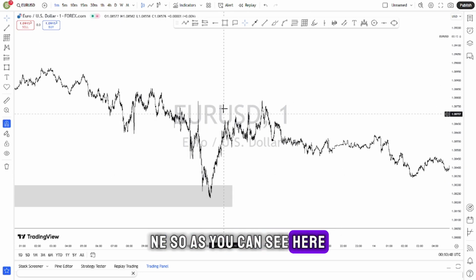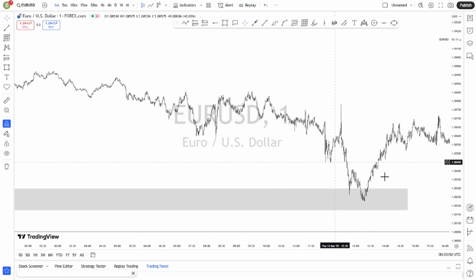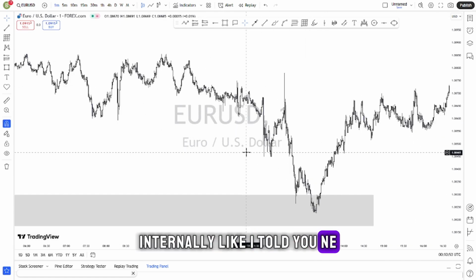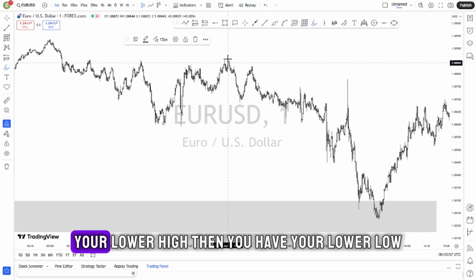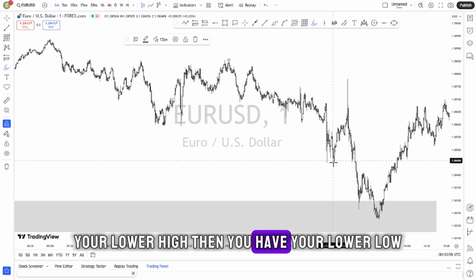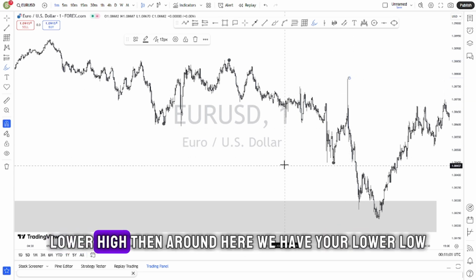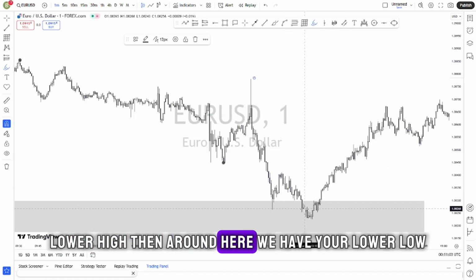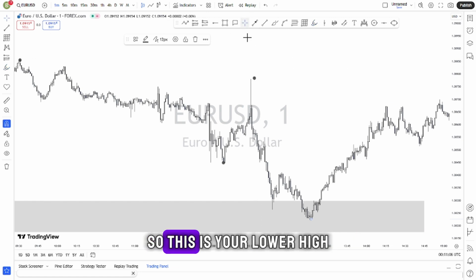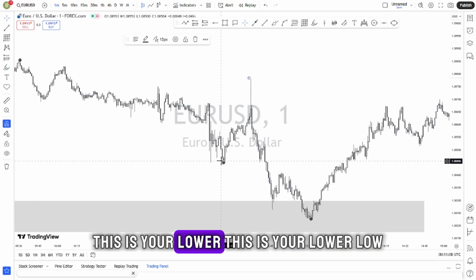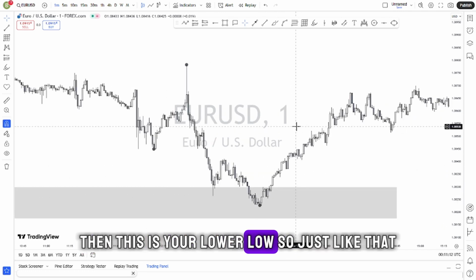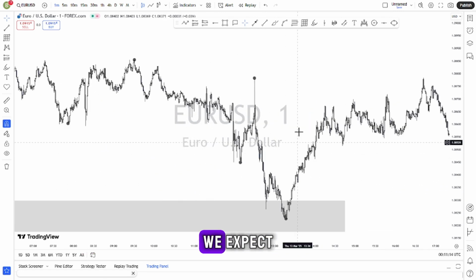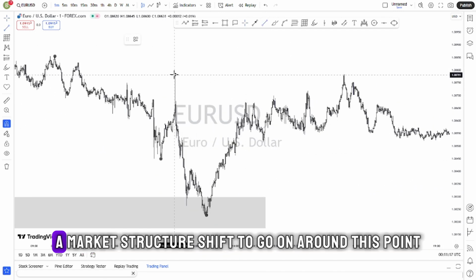So you can just switch to the 1 minute time frame so that you can see the trade idea that went on in this one. As you can see here, the market was pushing down internally, like I told you. So we have your low, your lower high, then you have your lower low, lower high, then around here we have your lower low. So this is your lower high, this is your lower low, lower high around here, then this is your lower low. Just like that, we expect a market structure shift to go on around this point.